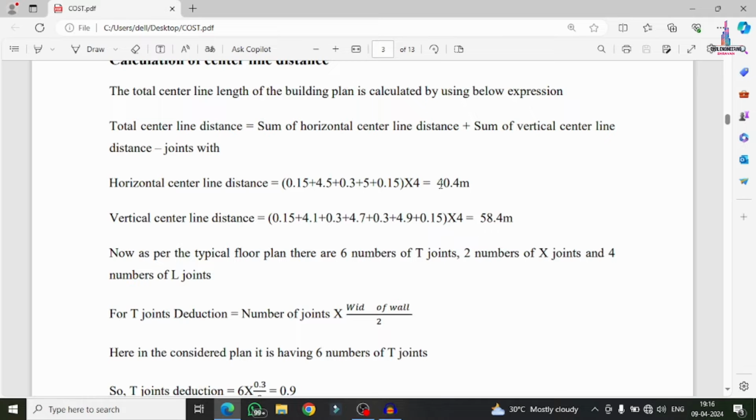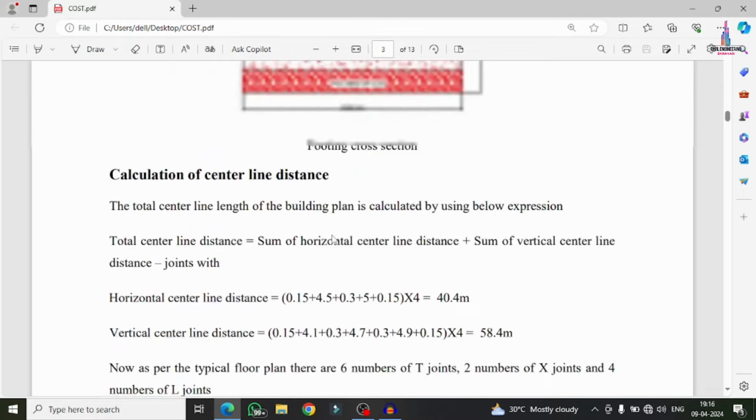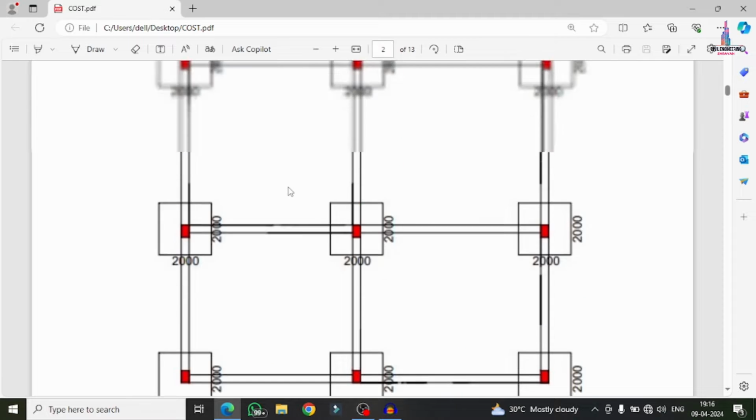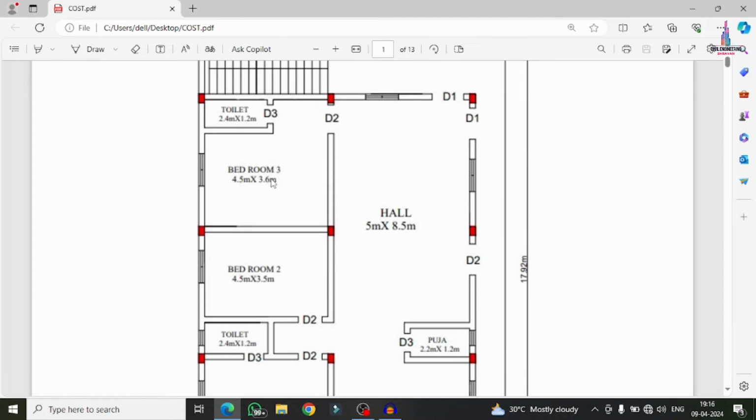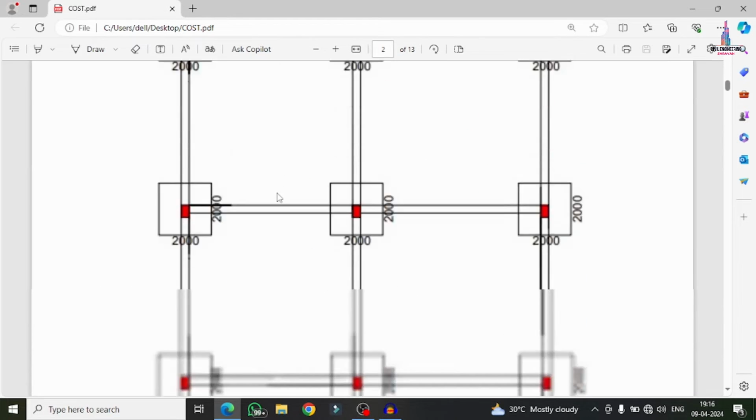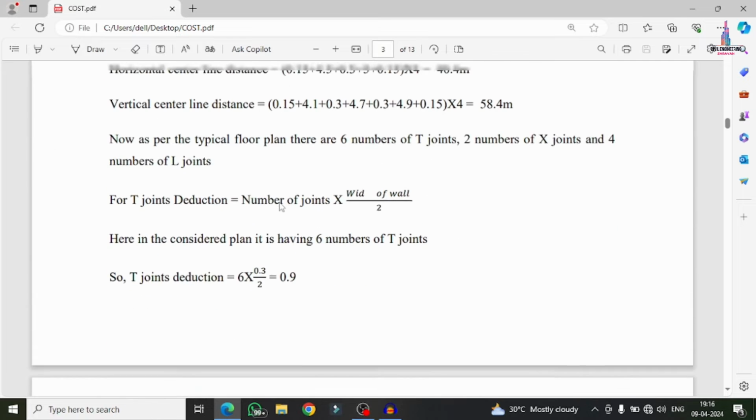So this comes under the value of 40.4 meter. The vertical center line distance is 0.15 plus this vertical distance of 4.5, plus this value is also added here for this particular second room. So 4.3 plus these dimensions of 4 point something and these dimensions of 4 point something. Okay, so now I will show you this vertical center line distance.